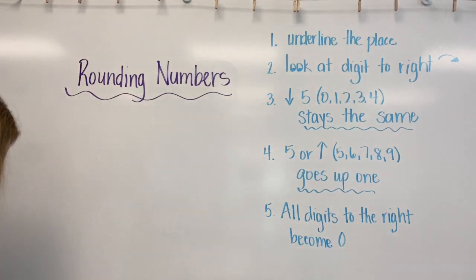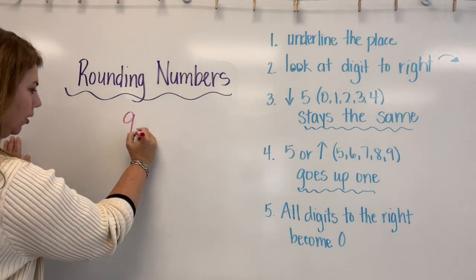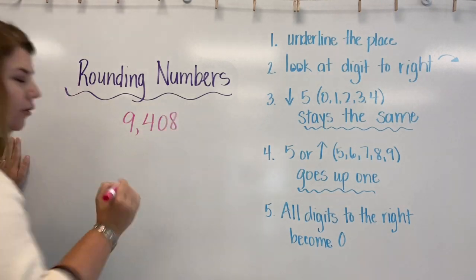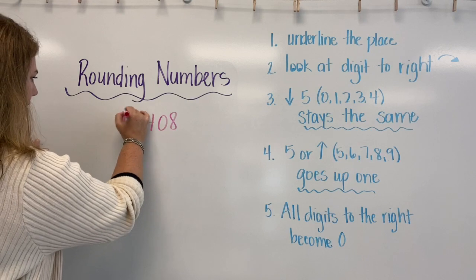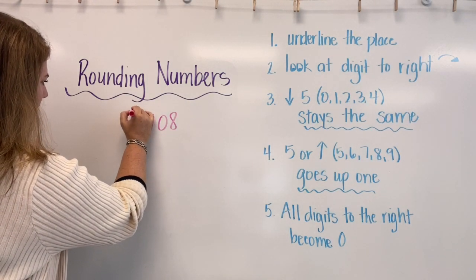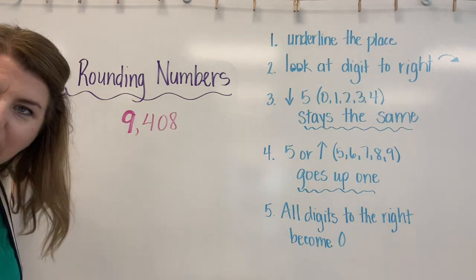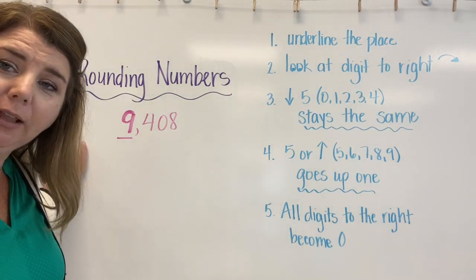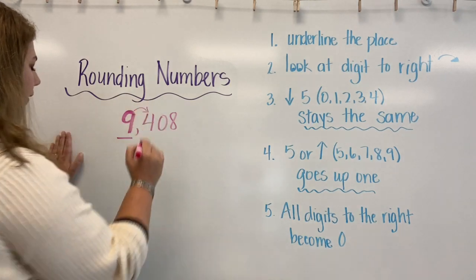Okay, the next one, sometimes it will say round to the bold number. So instead of underlining it, it makes it look like this. Right? And if we saw that, we said which number's bold? Well, the 9. It's in the thousands place. Underline it. Look to the number to the right. It's a 4.